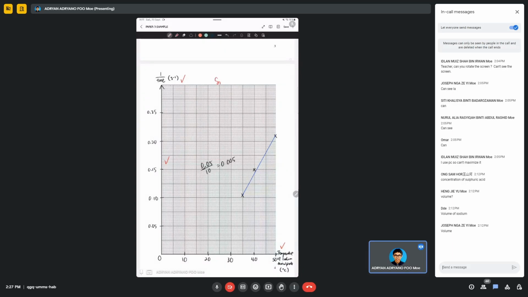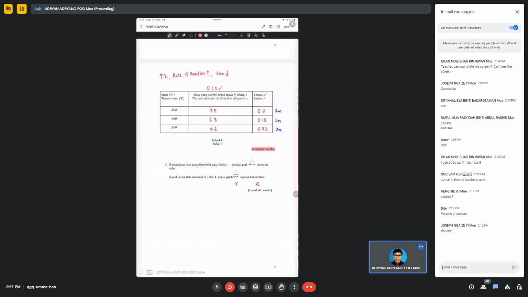The size of the graph must be larger than 50% of your graph paper. This is the same for physics and biology. So you see here, my graph is the whole graph paper already, that is fine. Then all the points you have plotted correctly, so all points plotted correctly, you get another mark. And lastly, the best fit line, you get another mark. So how many marks here? 1, 2, 3, 4. That is how you get 4 marks.